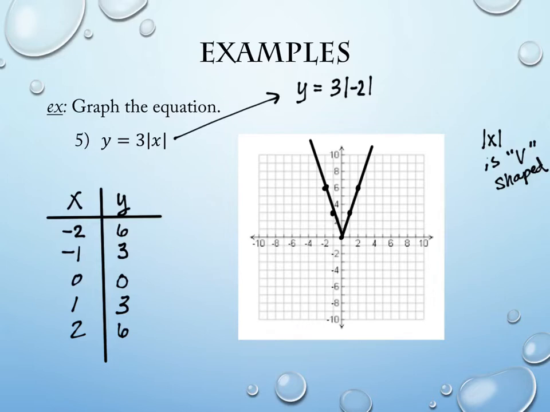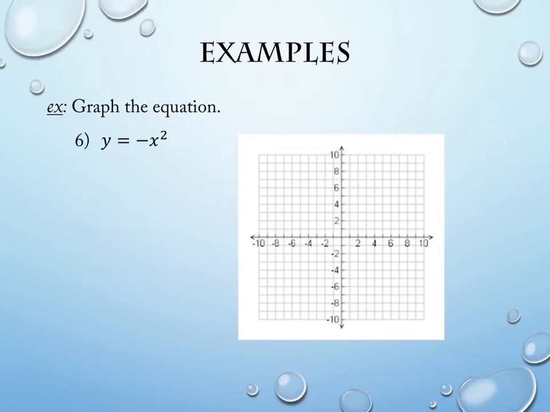Okay, our next graph is going to feel a little bit similar when I plot my points, but it's not going to be a V. Why? Because it's not an absolute value. It's not an absolute value. It will not look like the shape of a V.